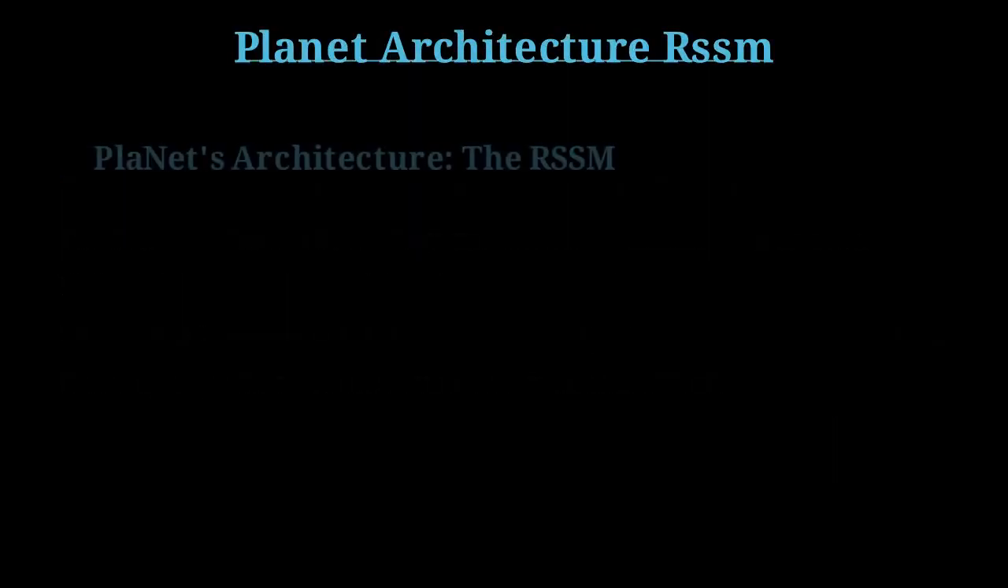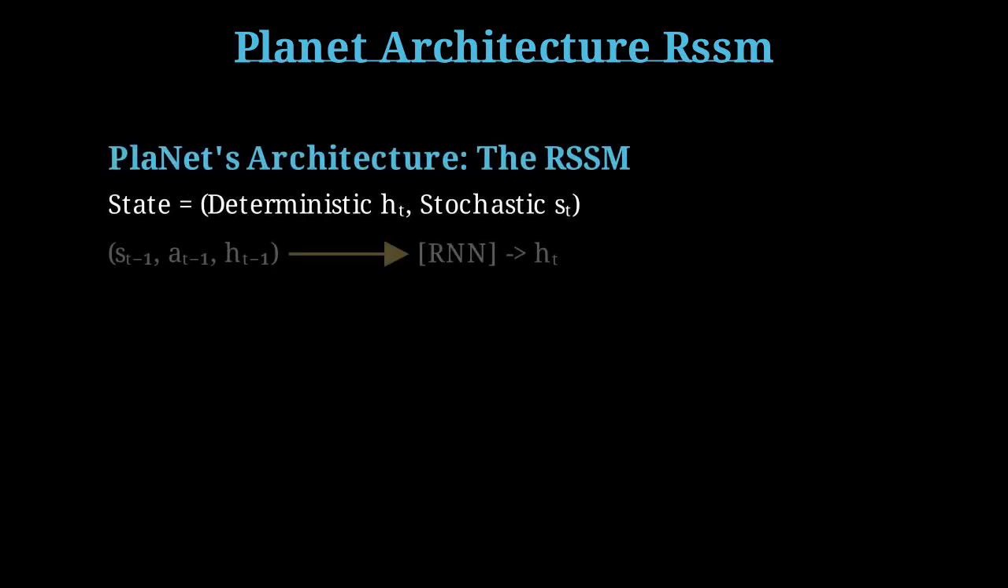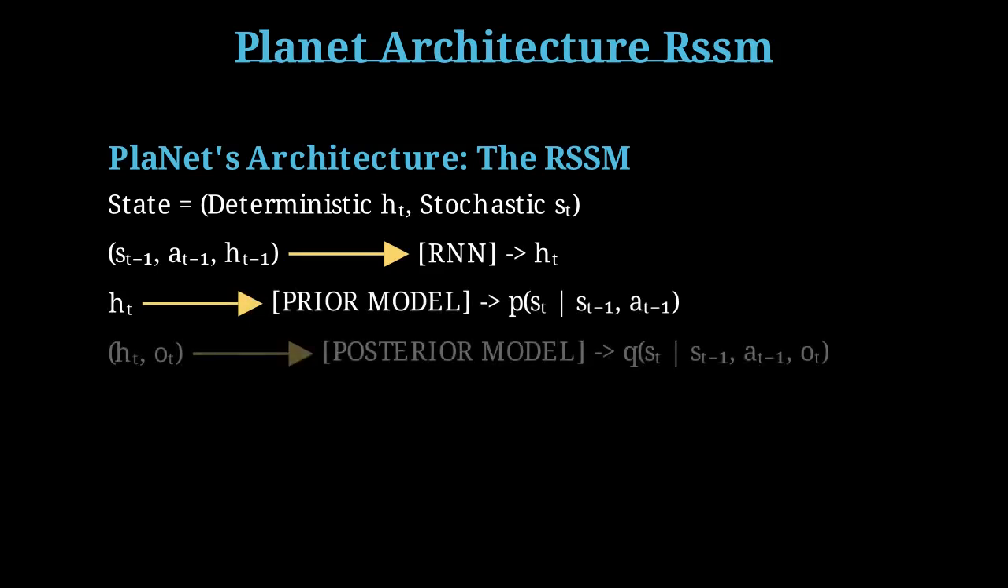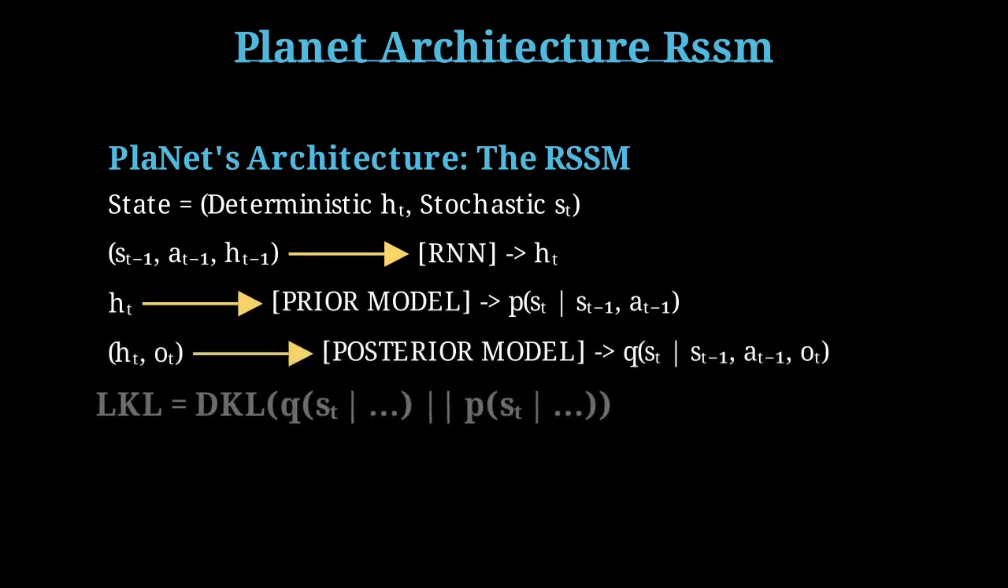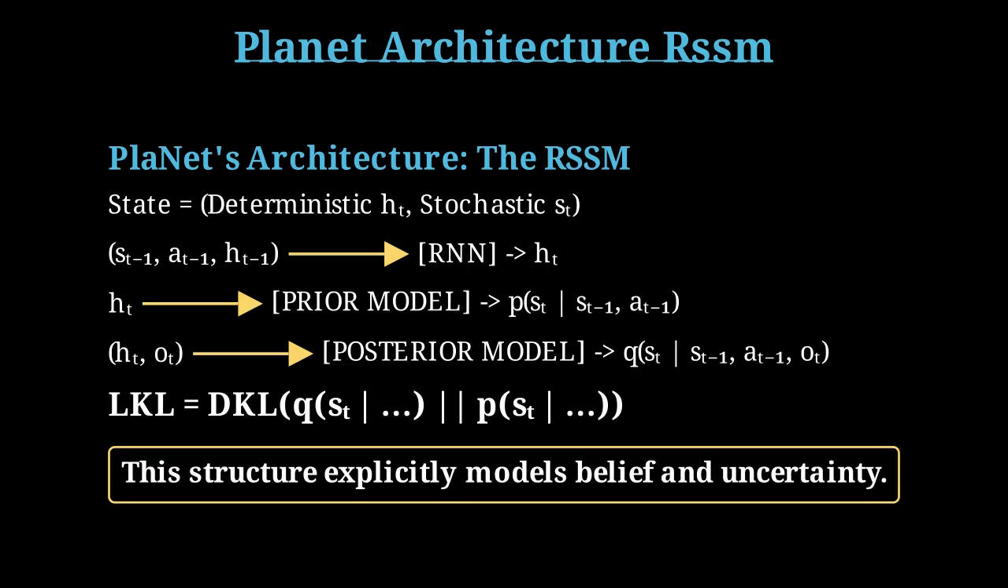PlaNet introduced a more sophisticated state space model, the recurrent state space model, or RSSM. A key innovation is splitting the state into a deterministic part, h_t, and a stochastic part, s_t. The deterministic path, an RNN, summarizes past information. The stochastic path models the uncertainty and randomness inherent in the environment. At each step, the model computes a posterior belief about the current state s_t based on the new observation, and a prior belief based only on the past. The model is trained to make the prior and posterior beliefs consistent.